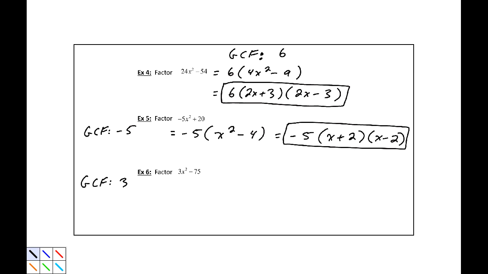So I can write this as 3 parentheses that will become x squared minus 25. Well, x squared and 25 are both perfect squares. x squared minus 5 squared. So this factors as 3 parentheses x plus 5, close parentheses, open parentheses, x minus 5.